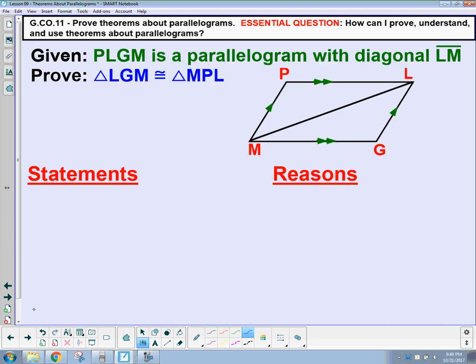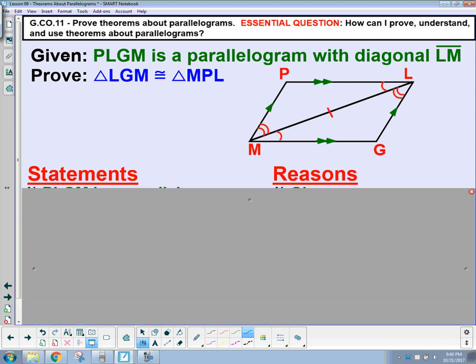So let's start our theorems. So we're going to be given PLGM is a parallelogram with a diagonal LM. We're going to try to prove that triangle LGM, that's this guy down here, is congruent to this guy up here, MPL.